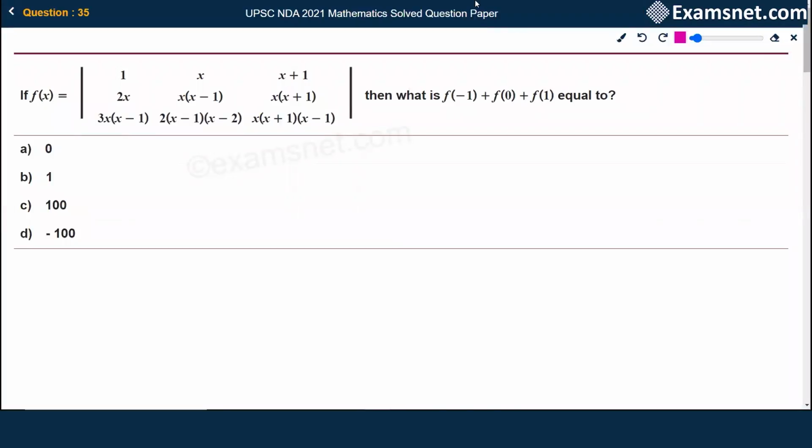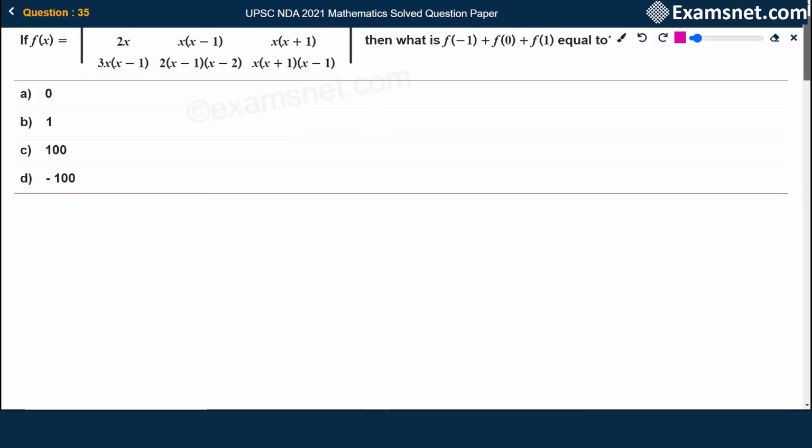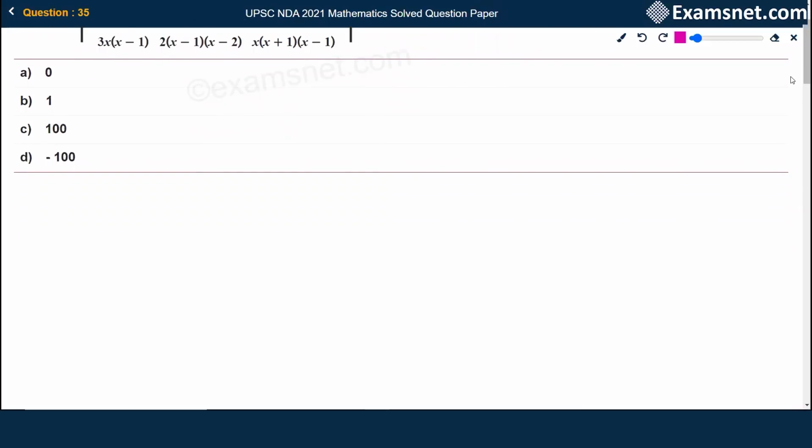In question number 35, there is a determinant given, which is f of x, defined as f of x, and then we are required to find the value for the sum of f of -1, f of 0, and f of 1. There are 4 options given. Okay, first let me give you the insight into the concept of determinant. I know you already know that.